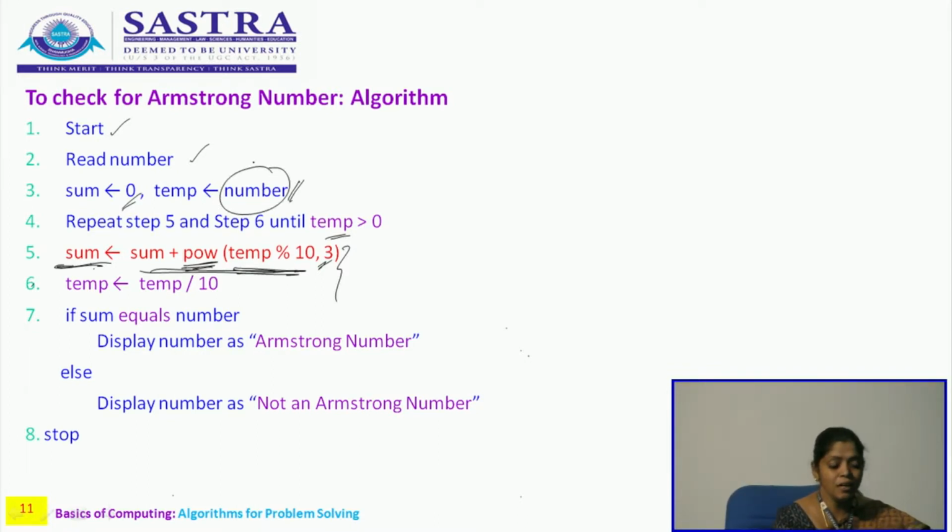The sum and the original number. If both are equal, then you display that the number is an Armstrong number. If it is not equal, then it is not an Armstrong number. So the algorithm is extracting individual digits, every digit is cubed and then it is added to the variable sum, and the sum and the original number are compared. If they are not equal, it is not an Armstrong number, otherwise we can display it as an Armstrong number.